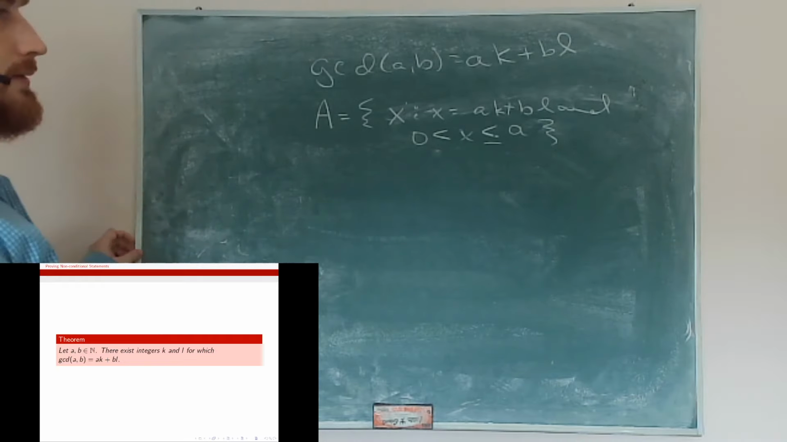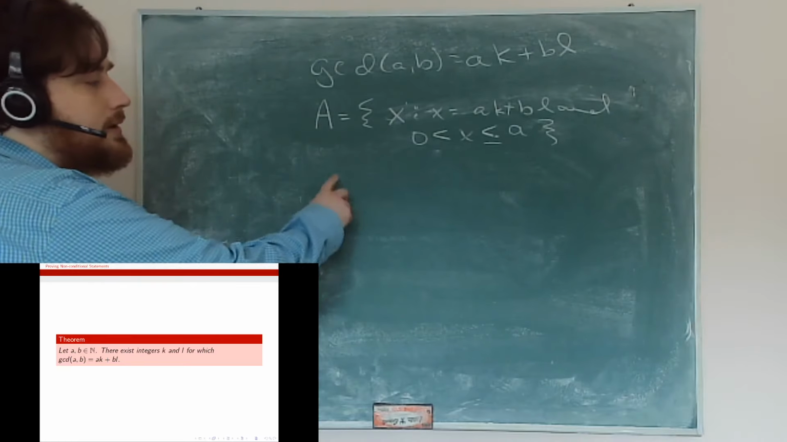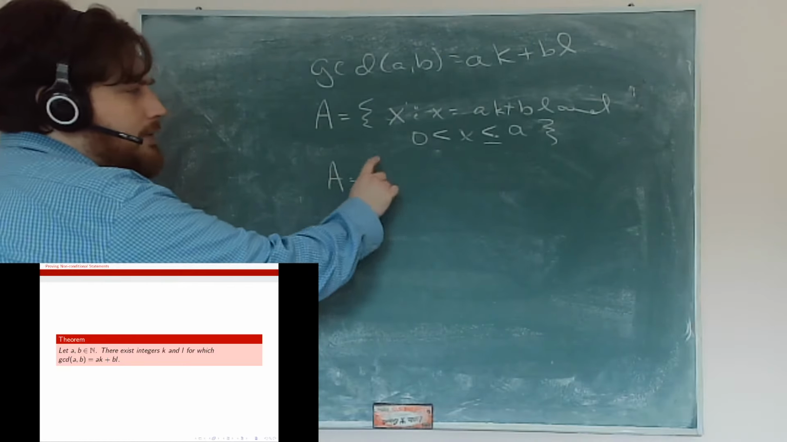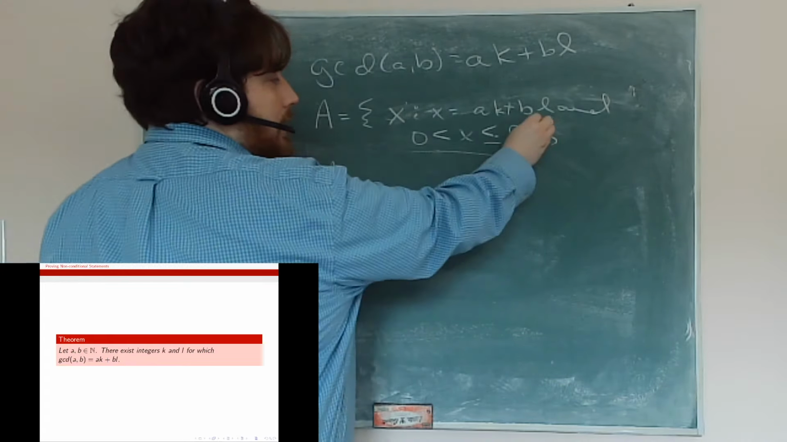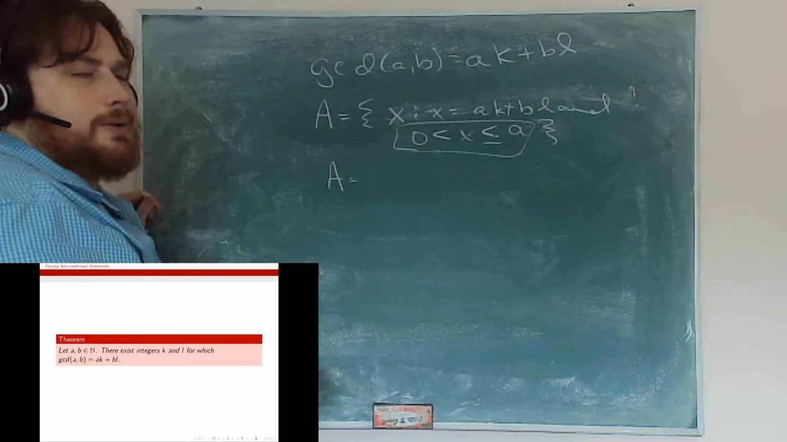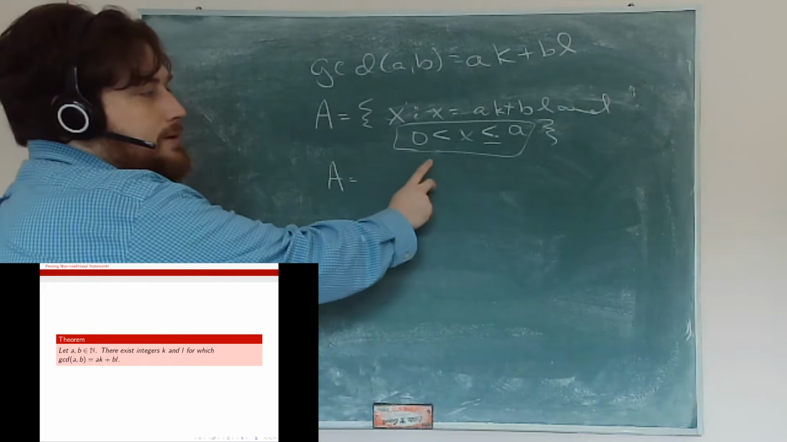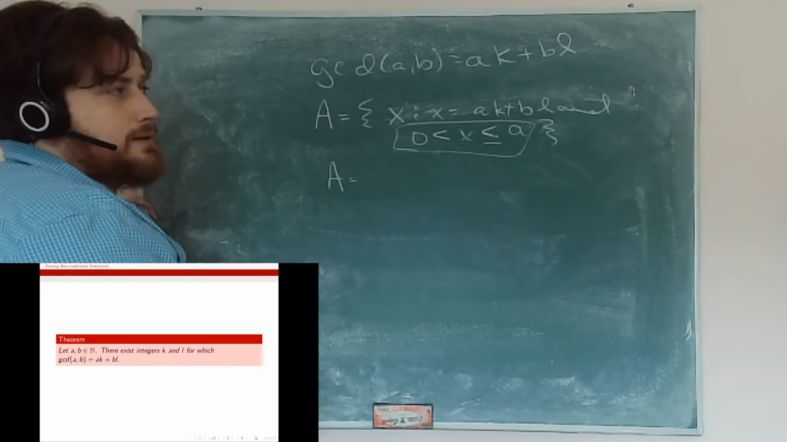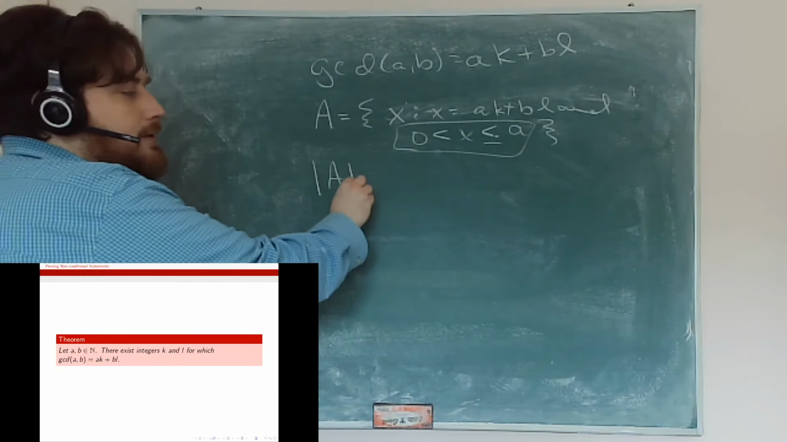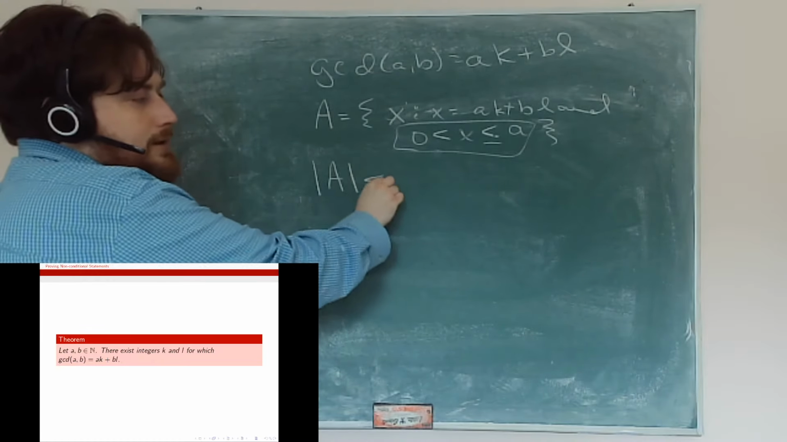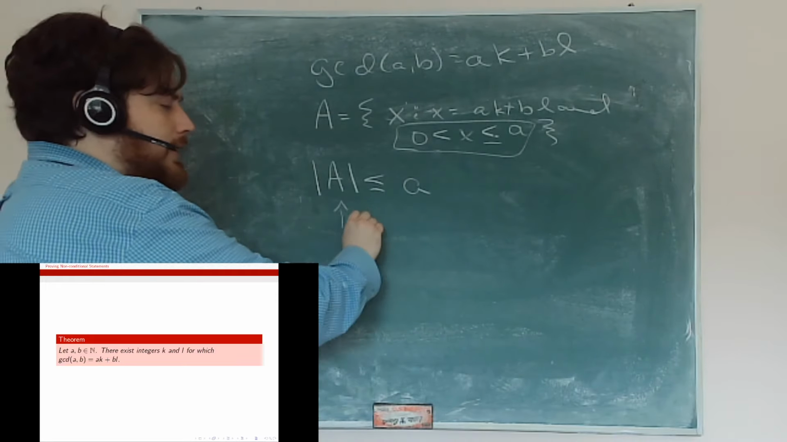All right. Well, what I want to do is I want to look at A, and if I look at A, notice that in A, everything has to be between 0 and A. So it has to be strictly bigger than 0. So it's 1, 2, 3, 4, 5, 6, 7, 8, 9, 10, all the way up to A. So what that means is that the cardinality of A, or the number of elements in A, is less than or equal to A. So this is finite.